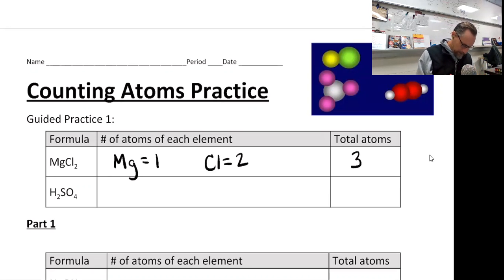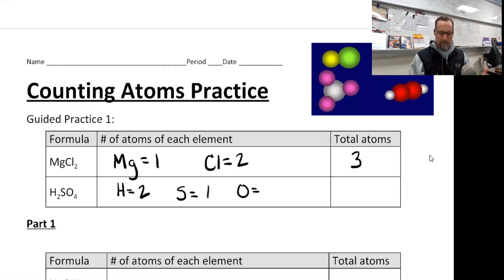Let's go to the next one. The next one, I can see there's a hydrogen. And then there's that subscript there. So there are 2 of those. The sulfur, there's only 1 of those because there is no subscript. And then my oxygen, I can see there's a subscript of 4 there. So there's going to be 4 of those. So 2 added to 1 added to 4 is going to be a total of 7 atoms for that one.